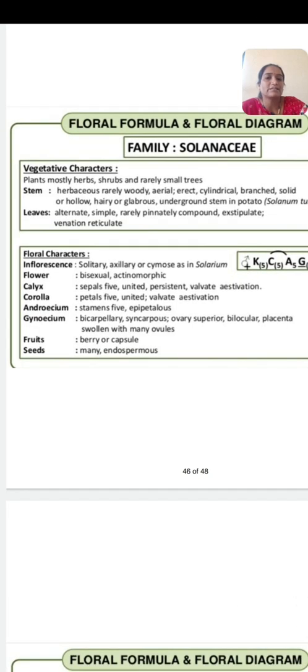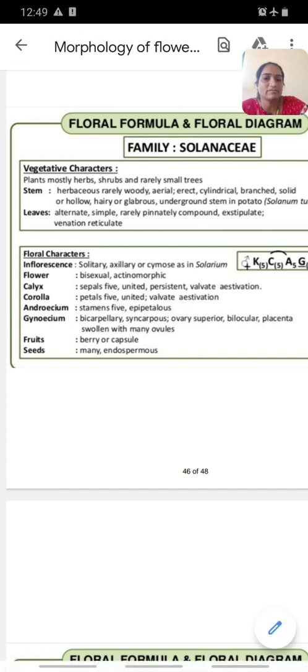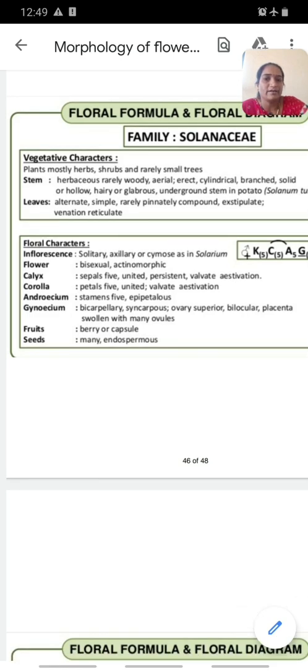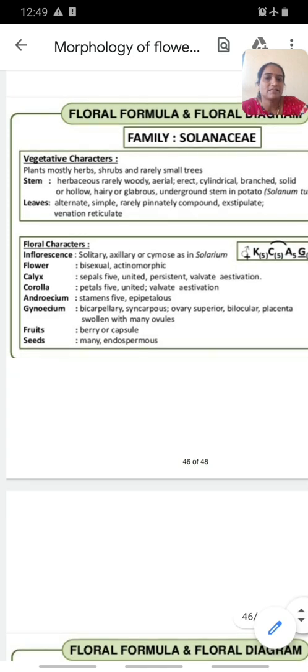Then floral characters means the study of flowers. In the case of Datura alba, the flower is found in solitary condition. Solitary means having a single flower. Axillary or cymose. The flower is bisexual, having androecium and gynoecium in the same flower. It is actinomorphic, meaning it can be divided into two parts by any plane. Actinomorphic symmetry. Then calyx: sepals are 5, united, persistent, with valvate aestivation.